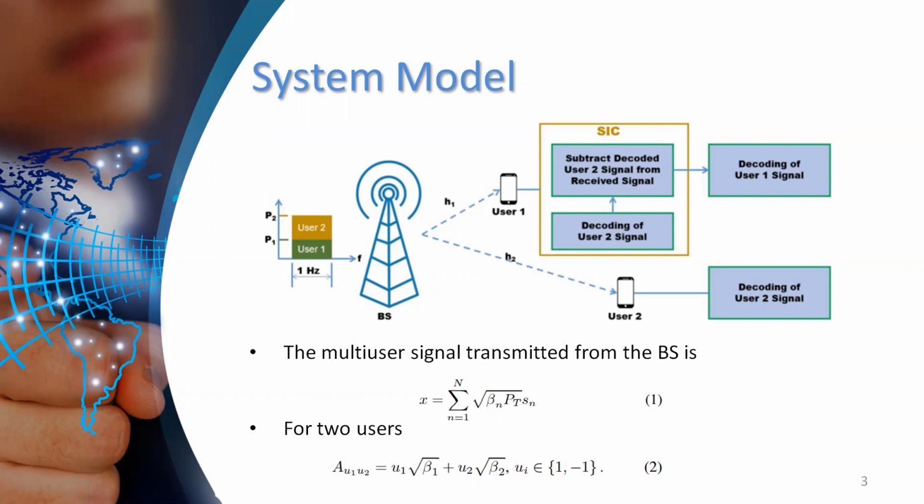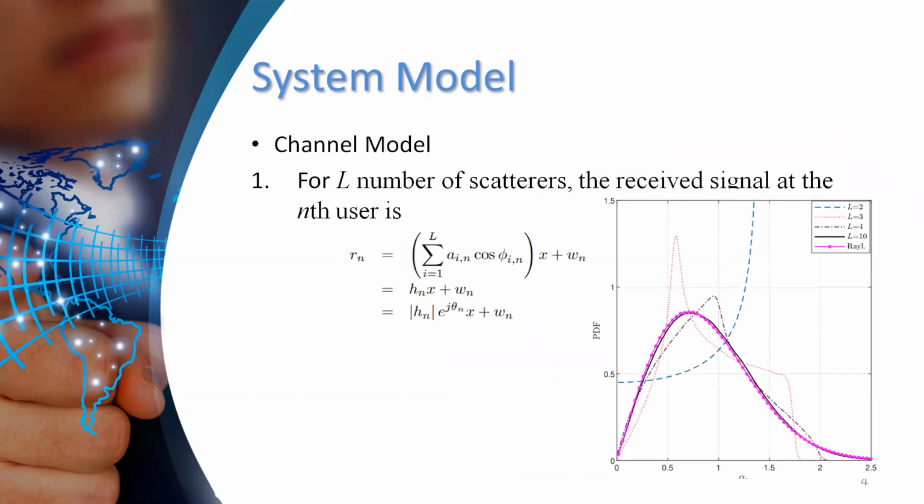And usually one of these users is close to the base station, which applies SIC detection to decode its own signal, and the other user is far away from the base station.